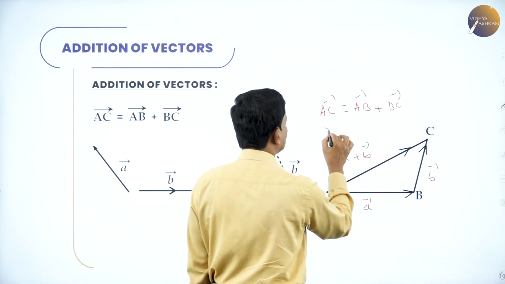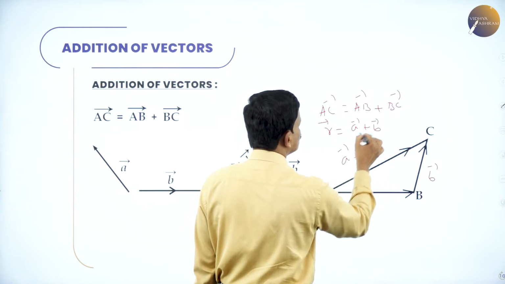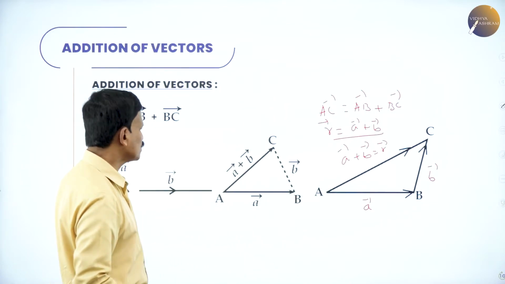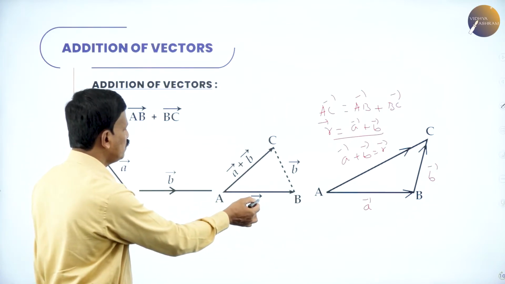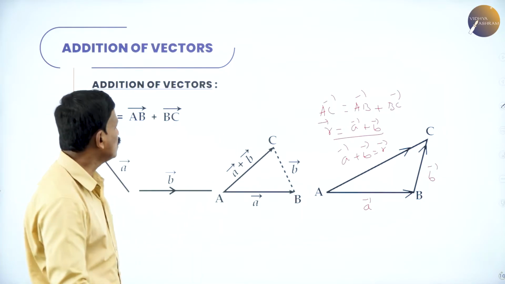that is nothing but, suppose this is vector R, this can be written as vector R is equal to vector A plus B. This is called the addition of vectors. So vector AB plus BC is equal to AC, that is called the addition of vectors.